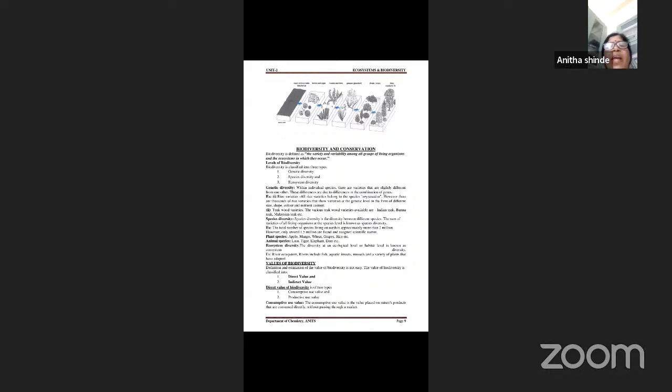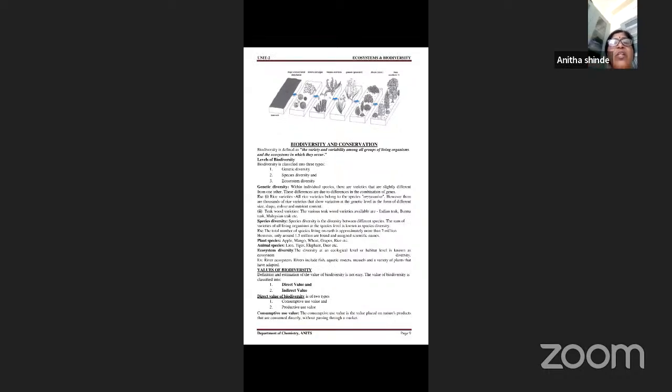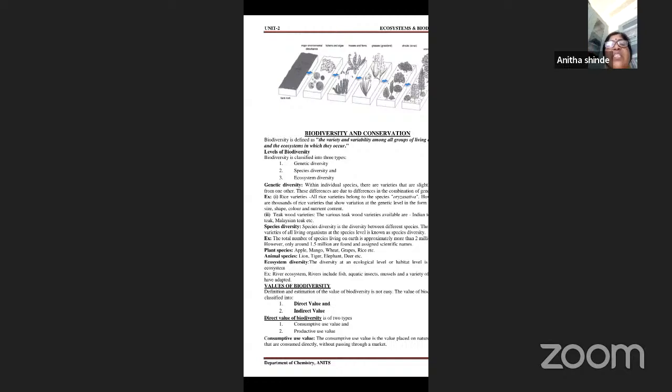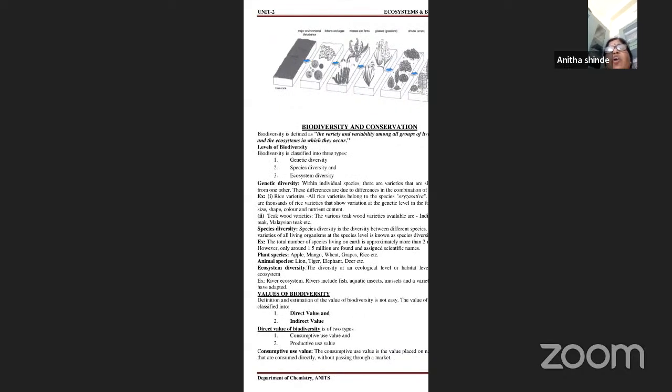Now coming to biodiversity and conservation, we have already discussed biodiversity conservation. Biodiversity is nothing but the variety of life forms that occur in the universe. There are various levels of biodiversity, classified into three types: genetic diversity, species diversity, and ecosystem diversity. Genetic diversity means that within an individual species, we have different varieties which differ at the genetic level.